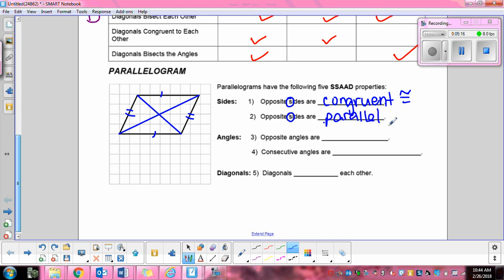Okay, which means that my slope is equal, and I'm just going to do the symbol for parallel, which is two lines up and down.